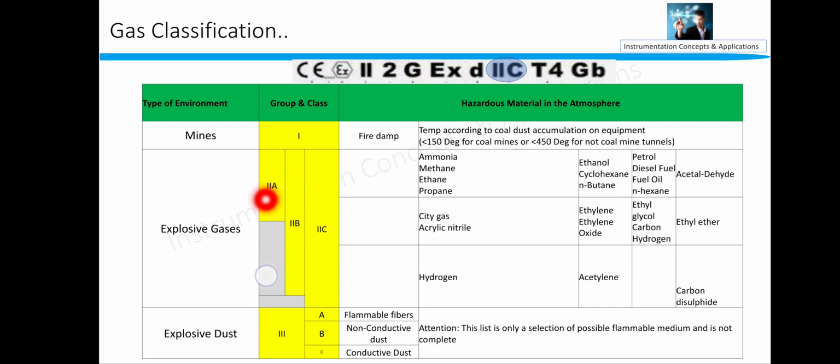Like for 2A, methane, ammonia, ethane, and propane are there, and for 2B all these gases are there, and for 2C, hydrogen and acetylene and carbon disulfide are there. So we need to see. And in case of explosive dust, 3A, 3B, and 3C are there: flammable fibers, non-conductive dust, and conductive dust. So this is the categorization of gas classification, which type of gas is present in the system.